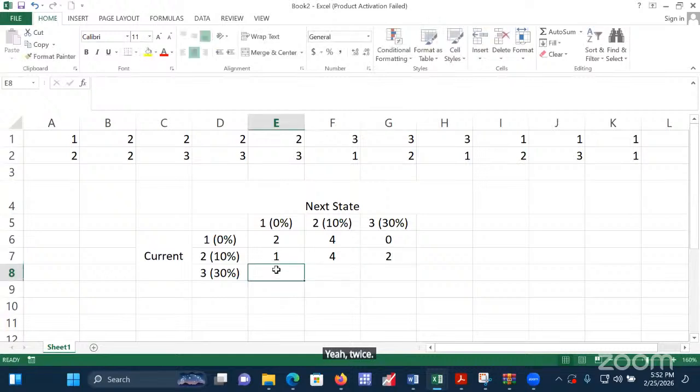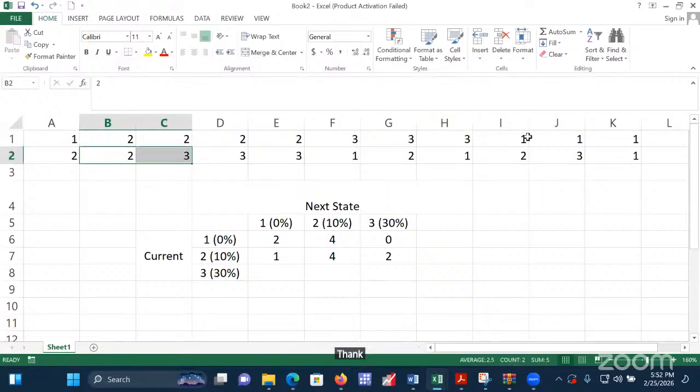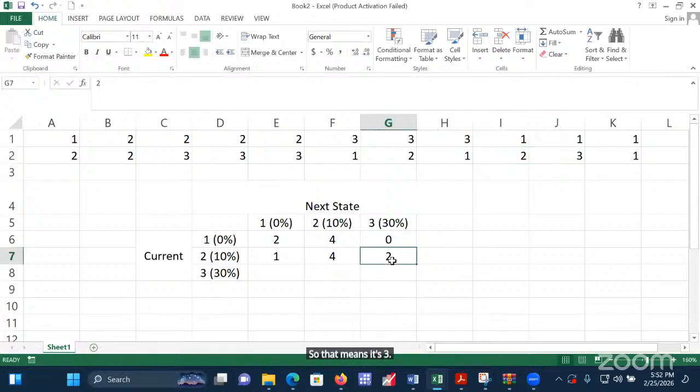3 to 1. So there's one at the I to J, 2 to 3. It's 3. Okay, let's look at it. 2 to 3. This is 1, right? And it's another one, 2. Yes. Thank you. 2. And there is another one, 3. So that means it's 3. Someone else is raising up his hand.